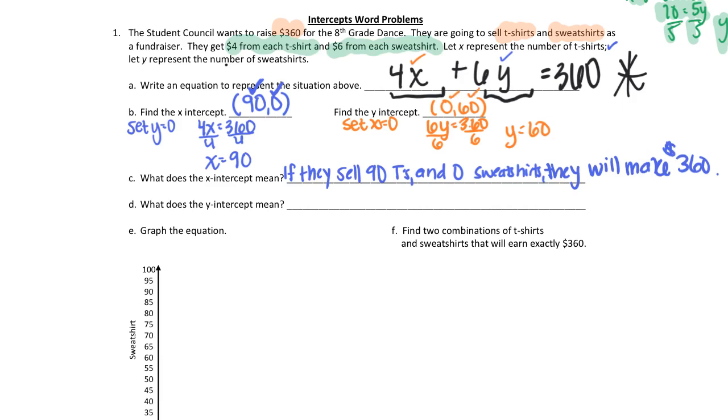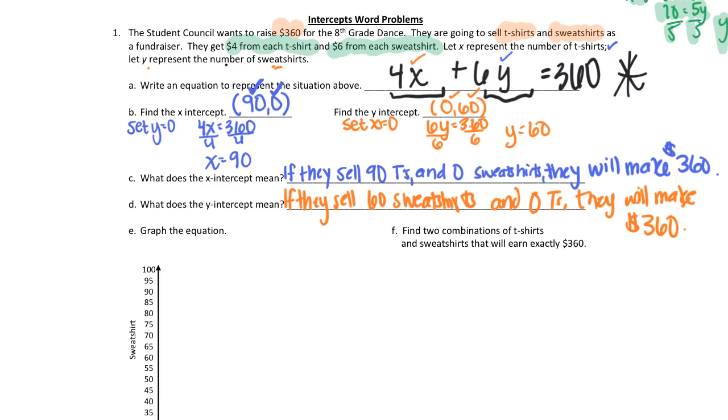Use that same kind of context to figure out what this y-intercept means. 0, 60. Remember that the y represents the number of sweatshirts that they're selling. What that is telling us is if they sold 60 sweatshirts and 0 t-shirts, they would still make their goal of making $360. So if they sell 60 sweatshirts and 0 tees, they will still make their goal of $360. Now, obviously, these are extremes, right? You're selling all of one thing and nothing of another, which is unlikely to happen.